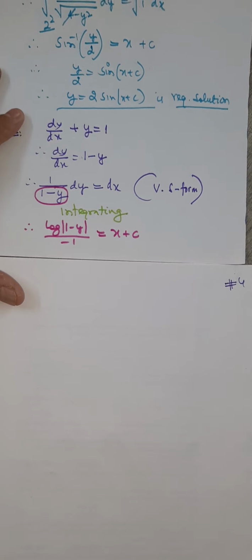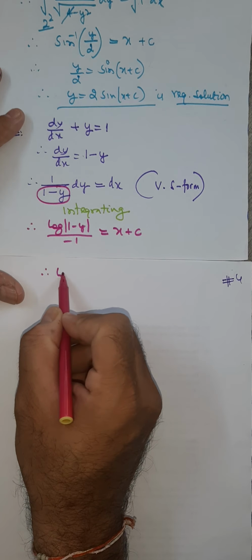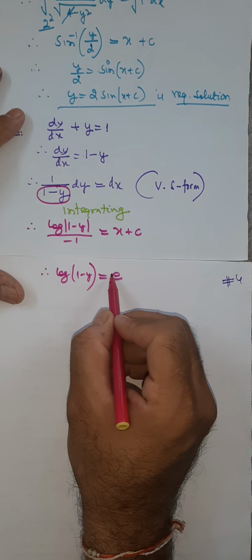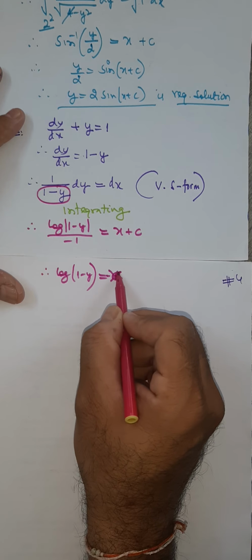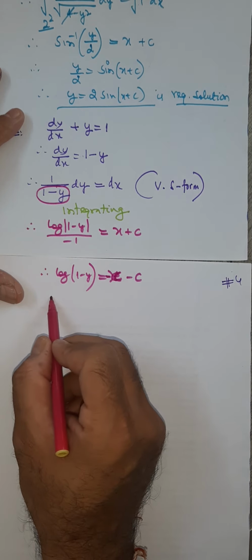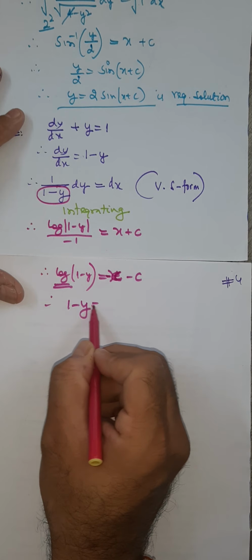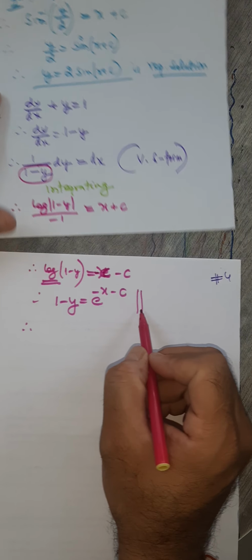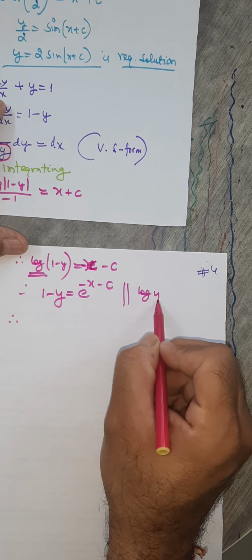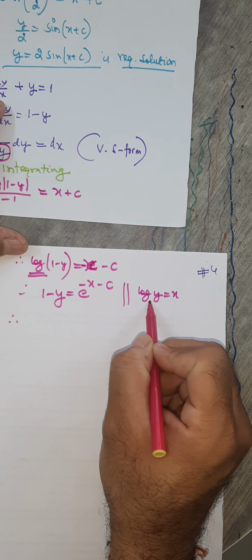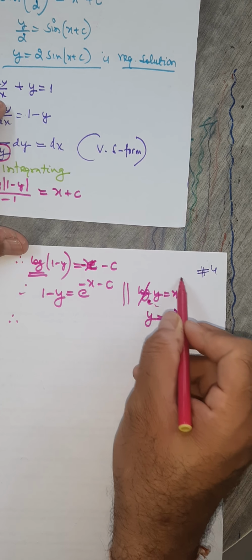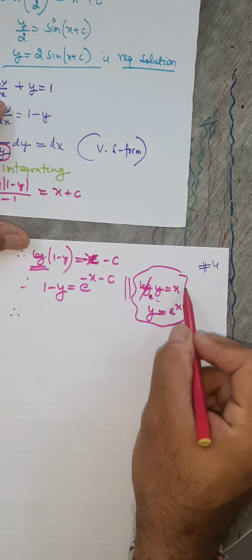See, I can rewrite it like this: log of 1 minus y equals to minus x minus c. I'll drop the log function, so 1 minus y is equal to e raised to minus x minus c. This is one of the properties of the log function. If you have log y equals to x, then if I drop the log function, y equals to e raised to x, exponential and logarithmic functions.